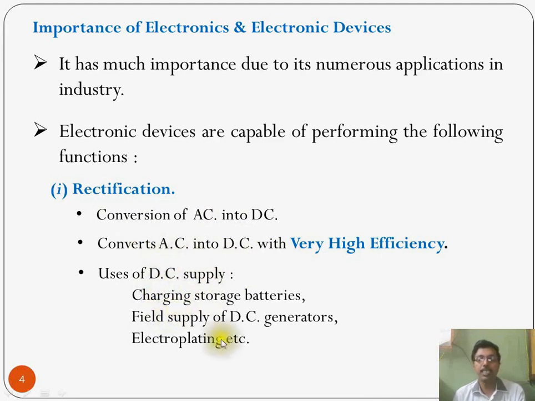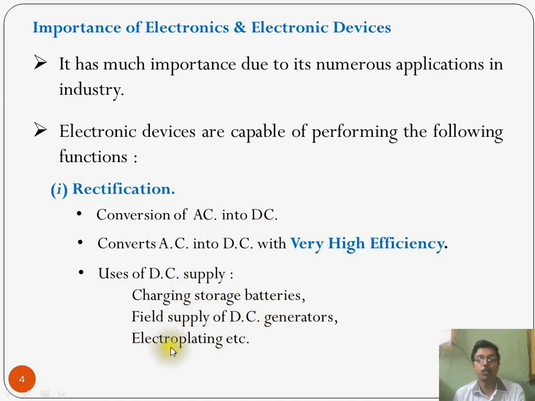So to charge the storage batteries, we are in need of a DC supply. Like that, if you take DC generators, then to excite that DC generator, we are in need of a field supply. That field supply is possible with the help of this DC, that is AC converted into DC, and after that, with the help of DC, we can supply the field winding of DC generators.